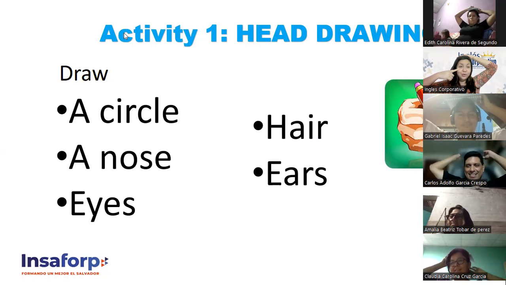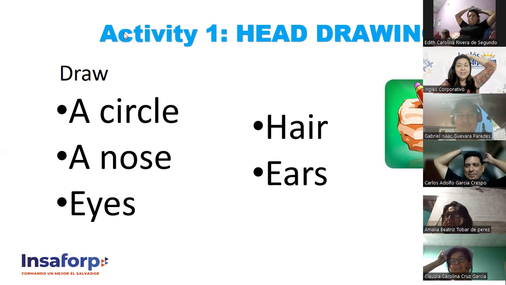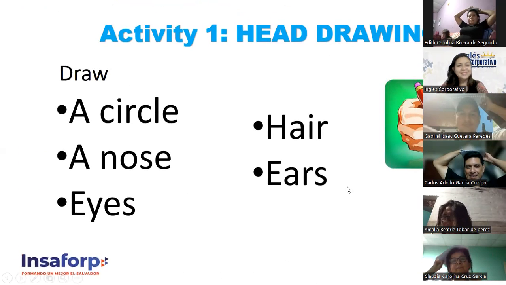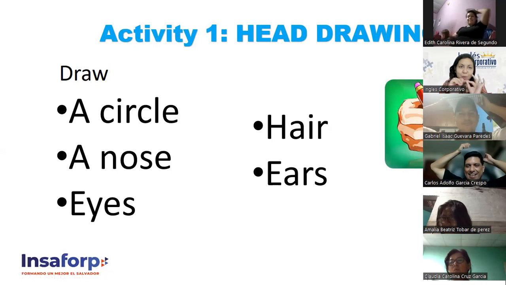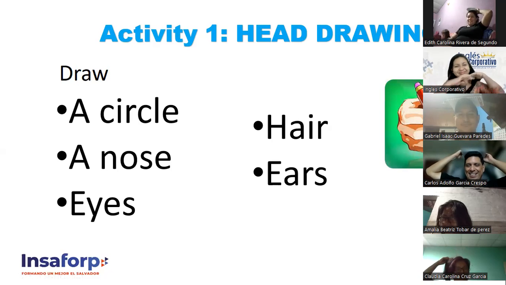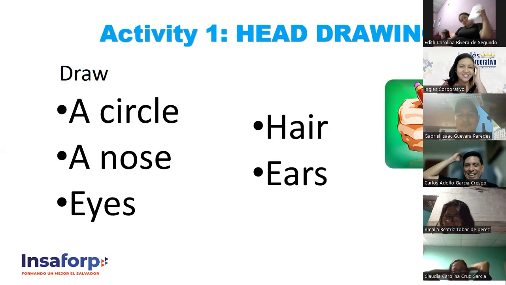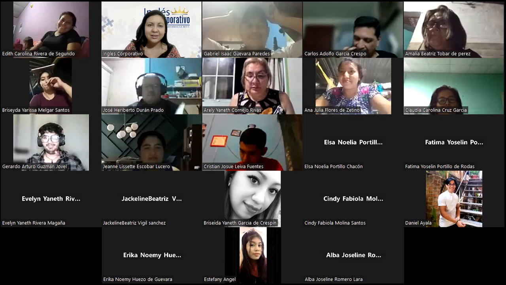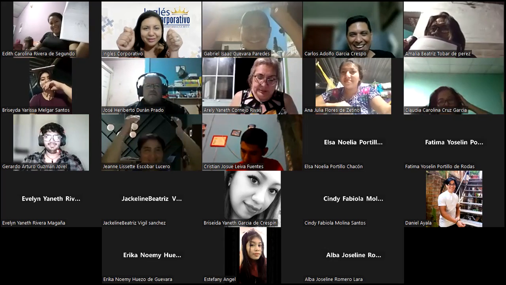Don't see your drawing. Okay, draw ears. Draw a mouth. You have to put it here, but you have to draw a mouth. Big or small, you choose. Okay, are you finished? At the count of three, you are going to show your picture. 1, 2, 3, show your drawing.